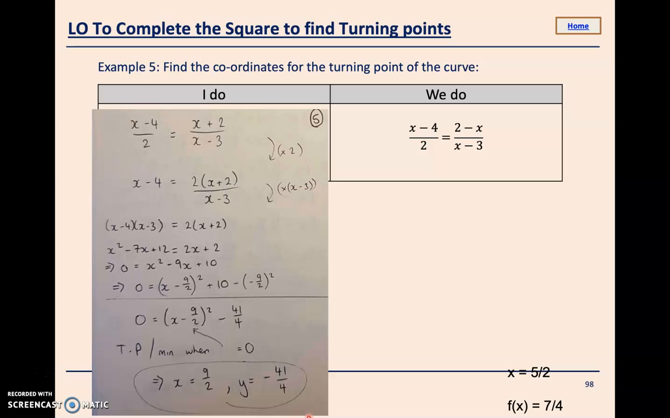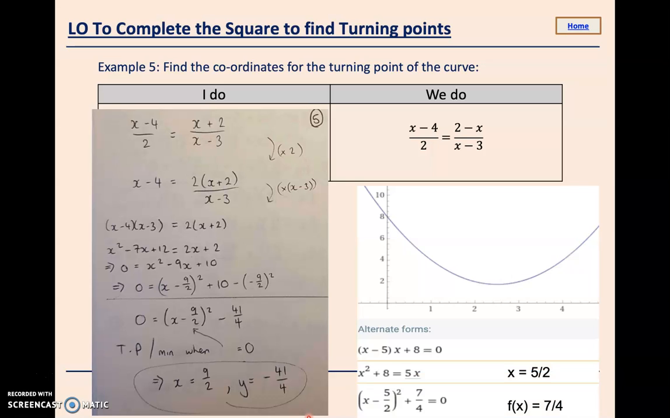I can see the answers are already there. We all can. But I want to see the method. It's the method that gets the marks. So here we go. So here's what the curve looks like. We can see that the turning point is somewhere around 2.5, which we've got there, and somewhere between 7/4. So somewhere just above 2, as we can see.